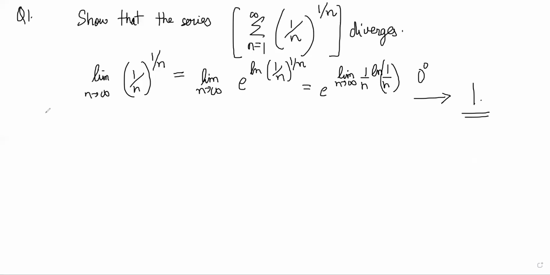Then let's say you have the series summation n goes from 1 to infinity r power n. Now, when will this converge or diverge?